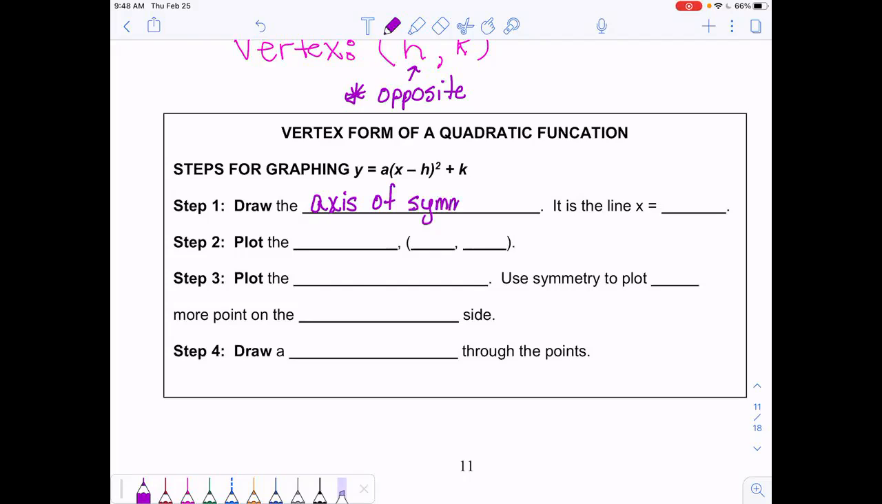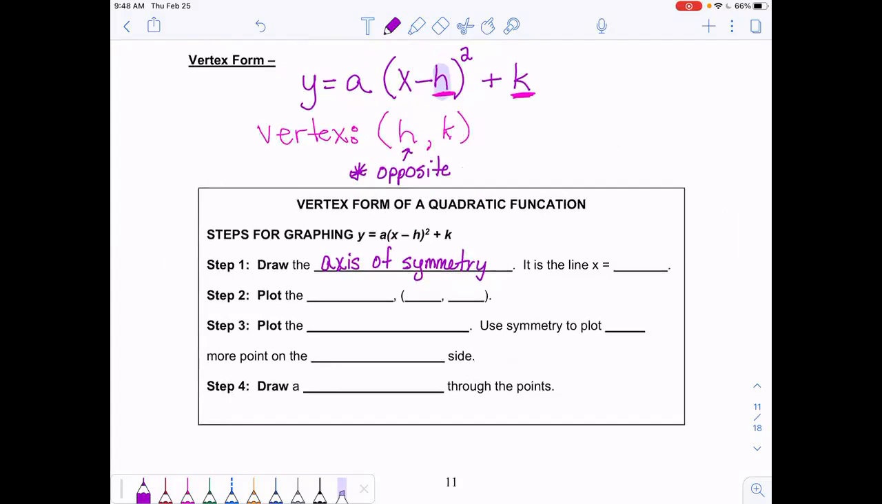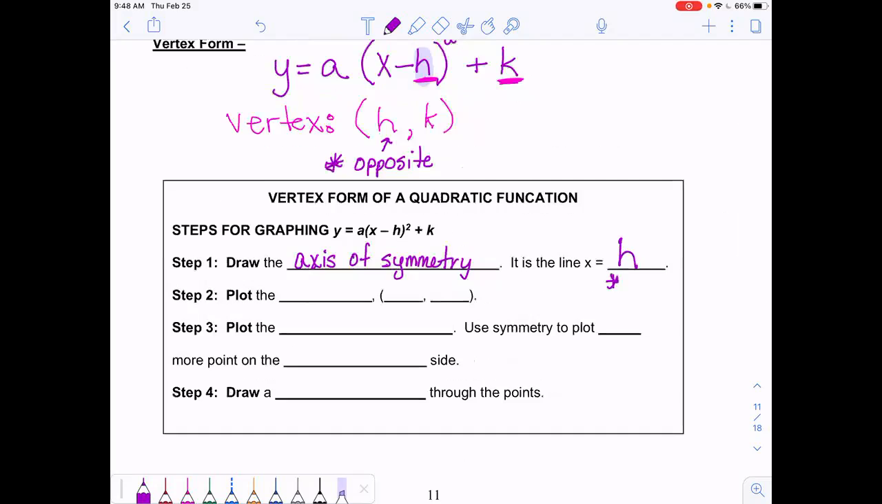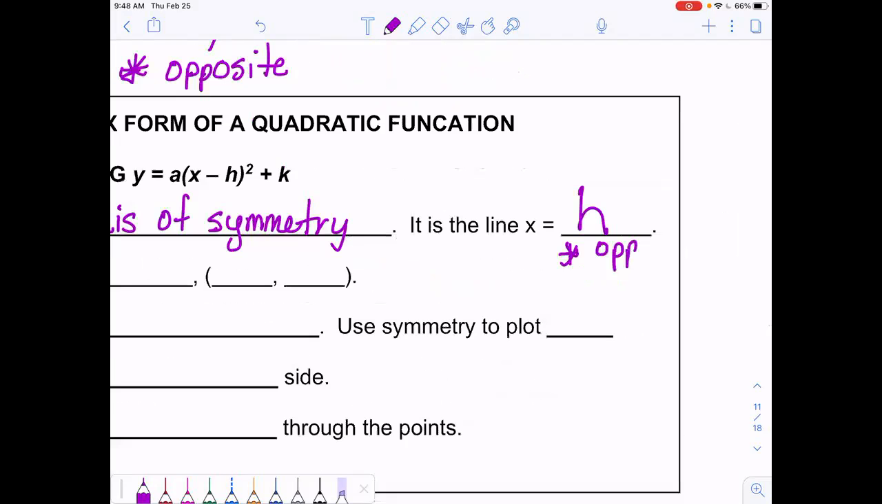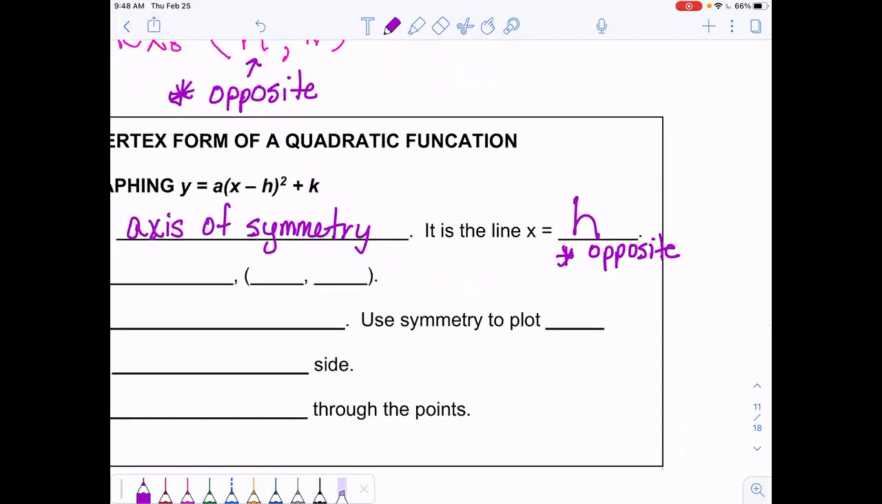We're still going to graph that first, but it isn't negative b over 2a, because I don't have an a and a b in the equation. We have an h and a k. We actually have the a, but not the b. So the line of symmetry is x equals h. Whatever number represents h is the line of symmetry. And I'm going to put a little side note down here again. Remember, it's the opposite of what you see in the equation. So h is always opposite.